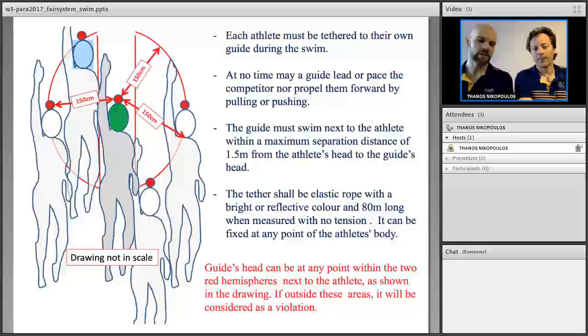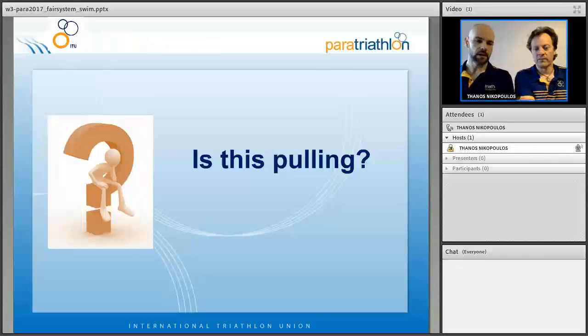So as far as concerned, the tether needs to be an elastic rope with a bright or reflective color and 80 centimeters, not meters. Apologies for the mistake. 80 centimeters long measured with no tension. So basically during the athlete's launch check-in, we need to have a pre-measured area and then take the tether from the athletes and measure it.